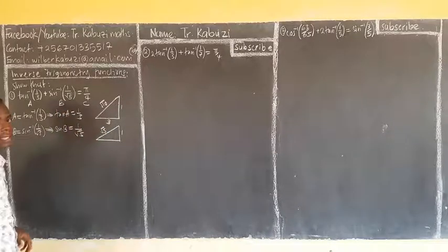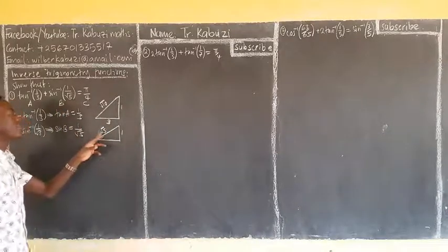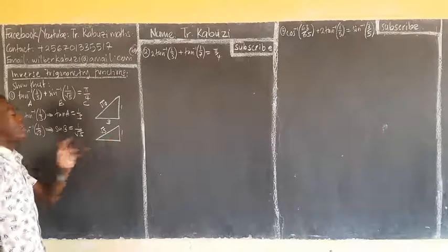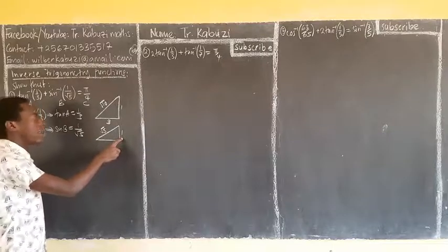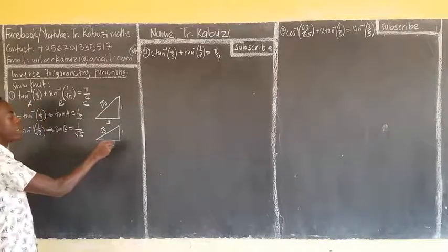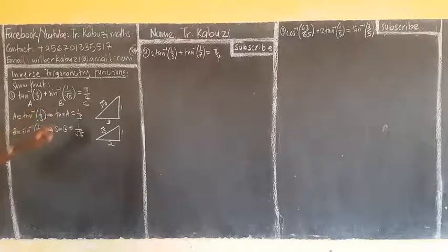So now I'm missing this side. How do I get this? I get this squared minus this squared and take the square root. So this squared is 5 minus 1 squared, which is 1, that is 4, and the square root will be 2. So from here is what we have.